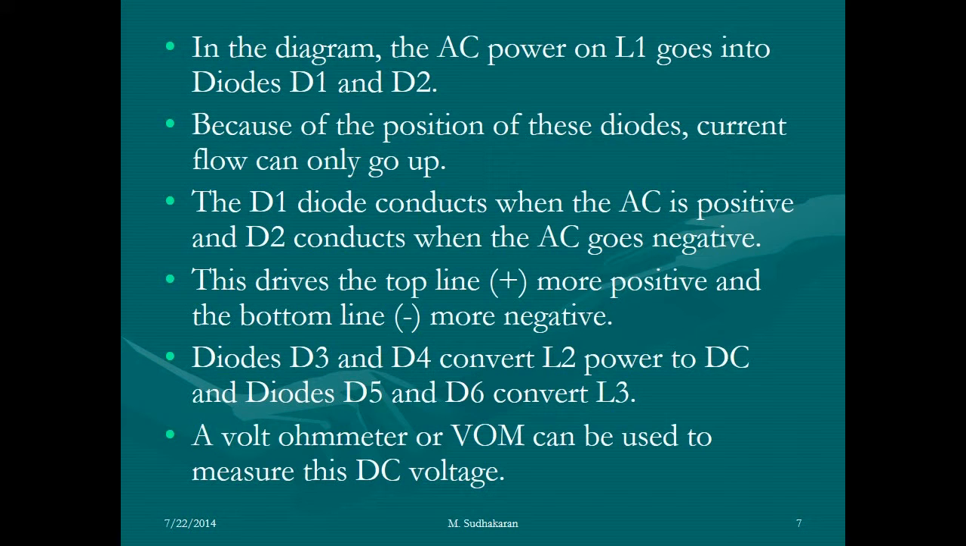In the diagram, the AC power on L1 goes into diodes D1 and D2. Because of the position of these diodes, current flow can only go up. The D1 diode conducts when the AC is positive and D2 conducts when the AC goes negative. This drives the top line, plus, more positive, and the bottom line, minus, more negative. Diodes D3 and D4 convert L2 power to DC, and diodes D5 and D6 convert L3. A voltmeter can be used to measure this DC voltage.